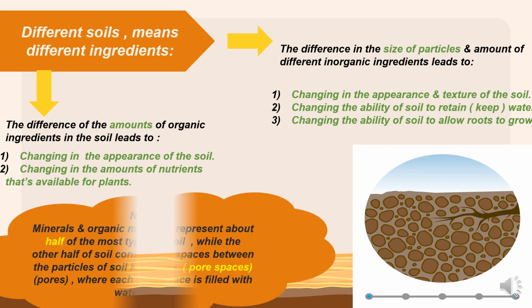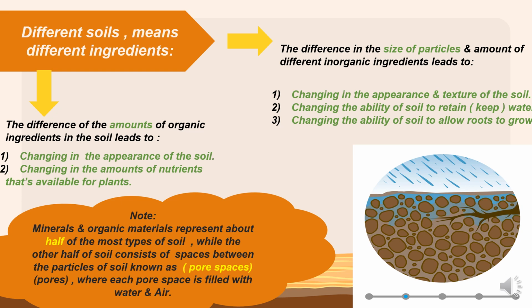And also, on the other side, the difference in the amount of organic material or organic ingredients in the soil may lead to, number 1, changing in the appearance of the soil, and also change in the amount of nutrients that's available for the plant.